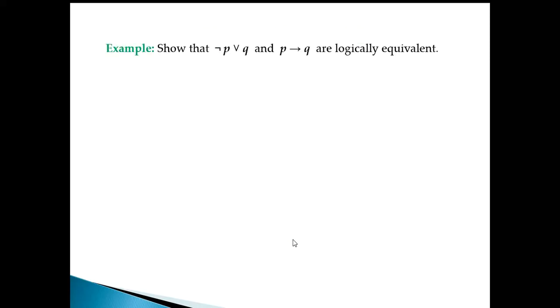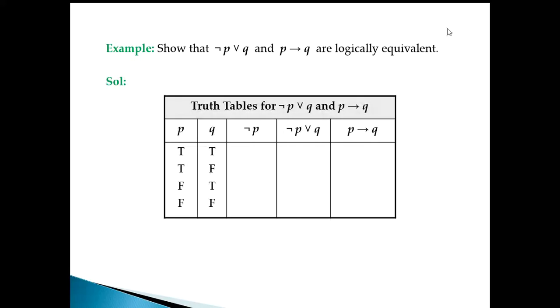So now we take an example where we have two propositions, these are compound propositions, right? This is one compound proposition, negation of P or Q, and the second one is P implies Q. We have to show that these two compound propositions are logically equivalent. We prove that these two propositions are logically equivalent by the truth table, right? So here we make our truth table for both of these propositions.